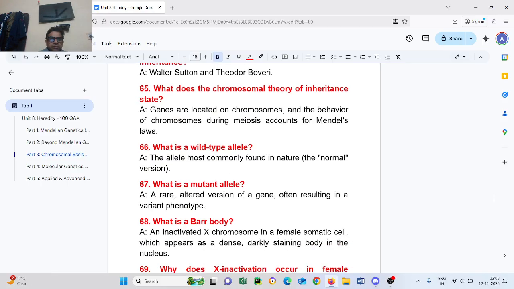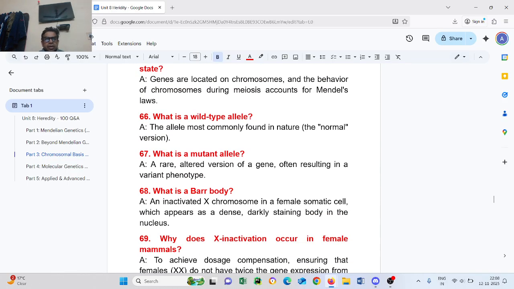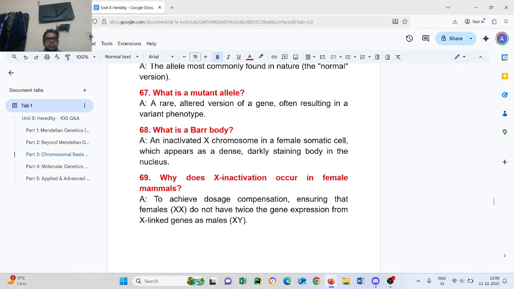Question number 68. What is a Barr body? An inactivated X chromosome in female somatic cells, which appears as a dense, darkly staining body in the nucleus. Question number 69. Why does X inactivation occur in female mammals? To achieve dosage compensation, ensuring that females, XX, do not have twice the gene expression from X-linked genes as males, XY.